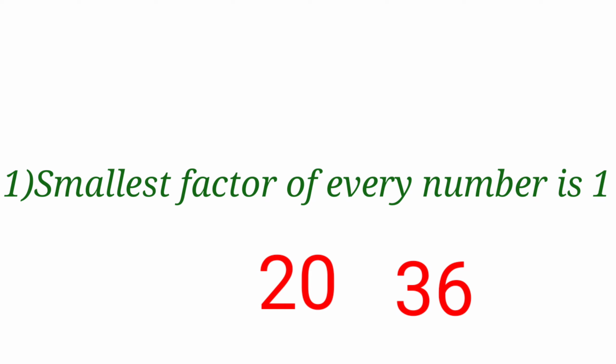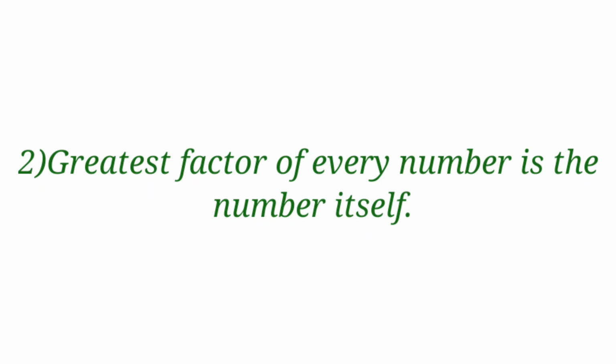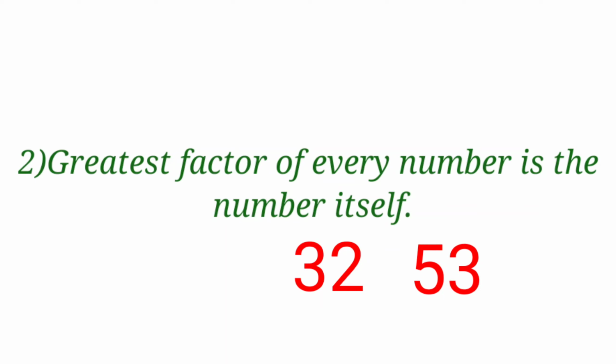Now let's see the second property. The greatest factor of every number is the number itself. That is, if you are asked to find the greatest factor of number 32, what will be the answer? The answer will be 32 itself. Now let me ask you, what will be the greatest factor of number 53? Again, the greatest factor will be the number 53 itself.